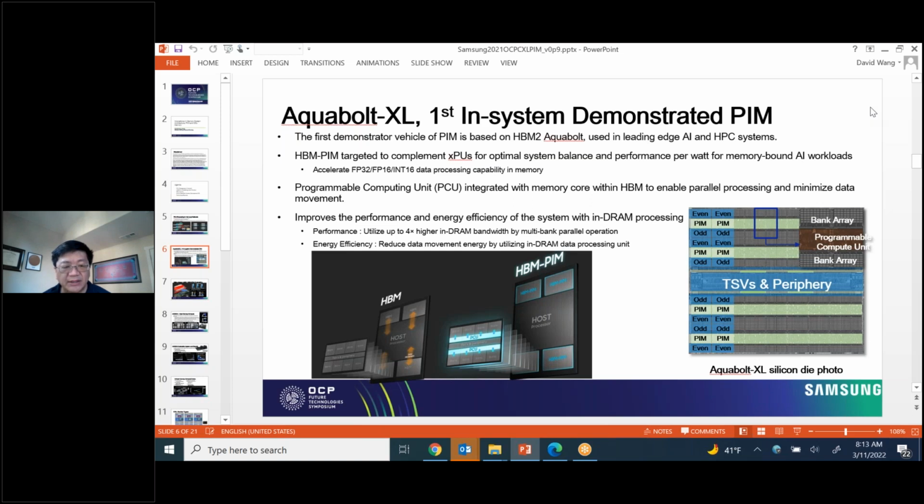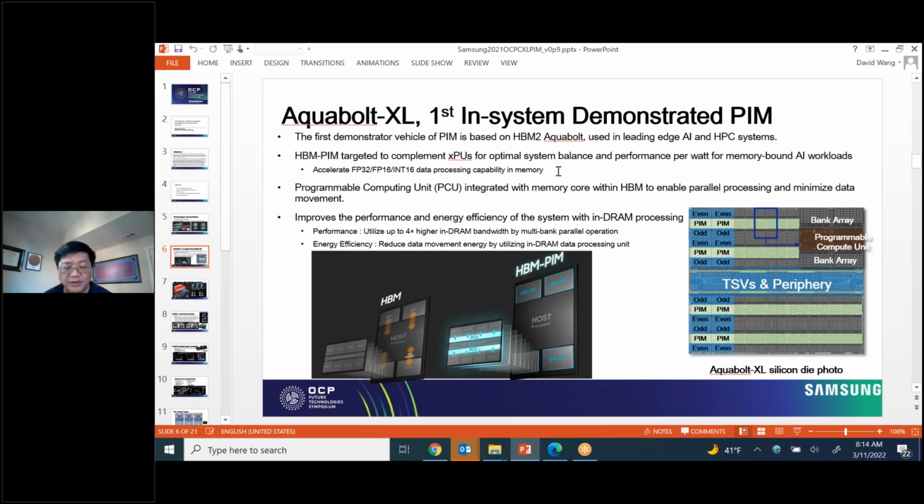We've taken that HBM device and replaced the core die, by which I mean a DRAM die, with a slightly differently structured die that, instead of being all DRAM, is now some DRAM arrays arranged around some processing logic. That processing logic is very simple computational units that can compute in parallel a bunch of FP32, FP16, and INT16 data. It's a bunch of wide registers and a bunch of floating point and INT computational units. We call those hardware units the programmable compute unit, PCU.